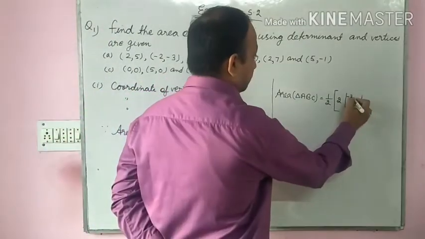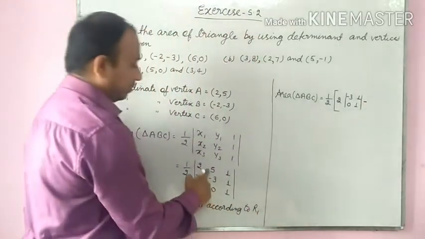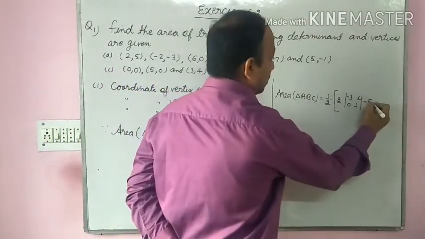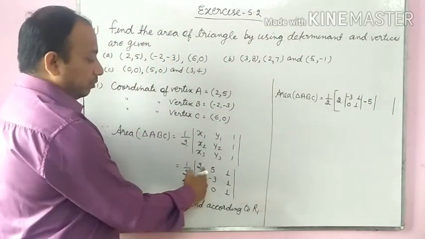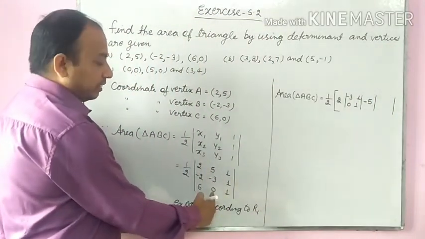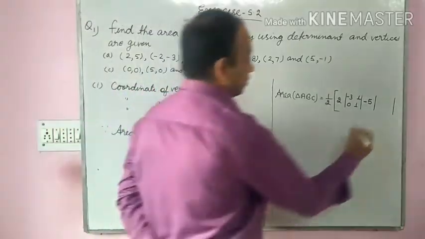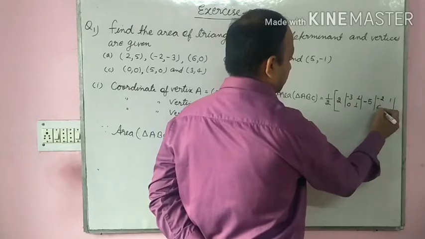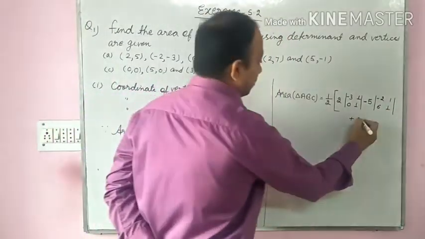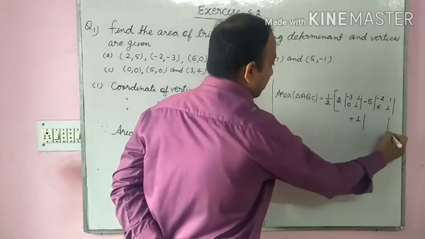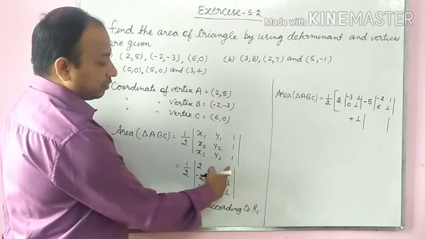-3 1, 0 1. Okay, then we apply a negative sign with the middle element because the sum of row and column is odd. Then we remove the first row and second column element and take the determinant of the remaining elements: -2 1, 6 and 1. Then we apply a positive sign with the last element 1 and the determinant of the remaining elements when we remove the first row and third column.